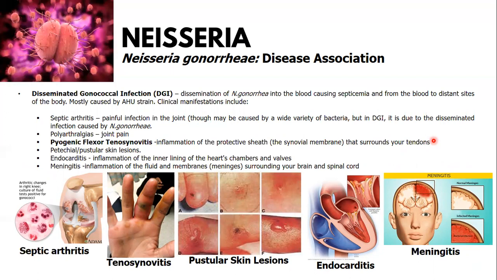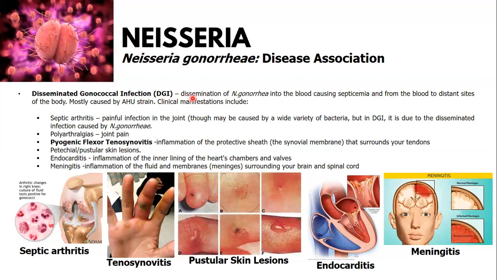For disseminated gonococcal infection, or DGI, this results when Neisseria gonorrhoeae from the actual infection sites, such as the urethra of men or endocervix of women, disseminate into the bloodstream, causing septicemia. And from the blood, they further disseminate to distant sites of the body. And as I said earlier, the disseminated form of gonococcal infection is mostly associated with infections caused by the AHU auxotype of Neisseria gonorrhoeae.